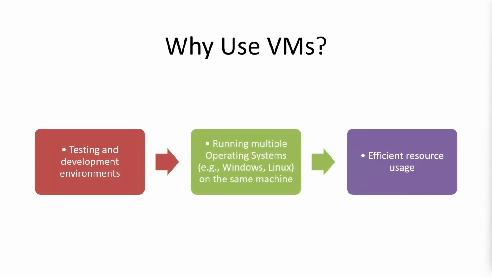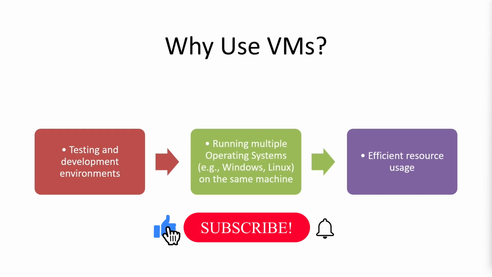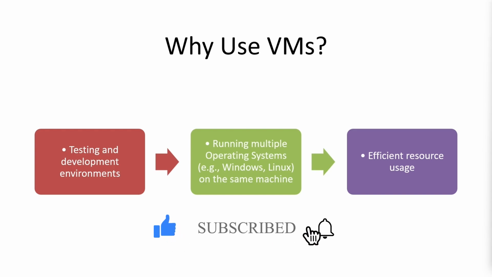Why use virtual machines? We use virtual machines for testing and development environments, running multiple operating systems such as Windows and Linux on the same machine, and it is efficient when it comes to resource usage. So the reason why we use virtual machines is so that we can test softwares and other development environments. If you have a software that you want to test without installing that software on your host machine, then you can use a virtual machine and test if the software works properly together with the operating system that you have installed on your virtual machine.